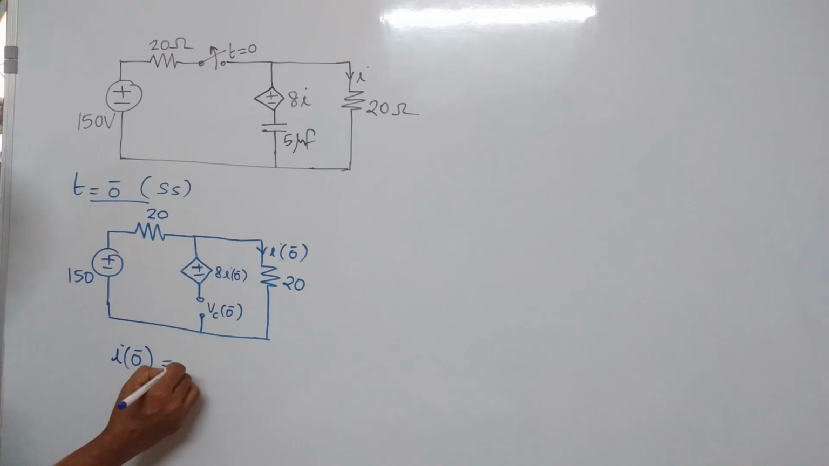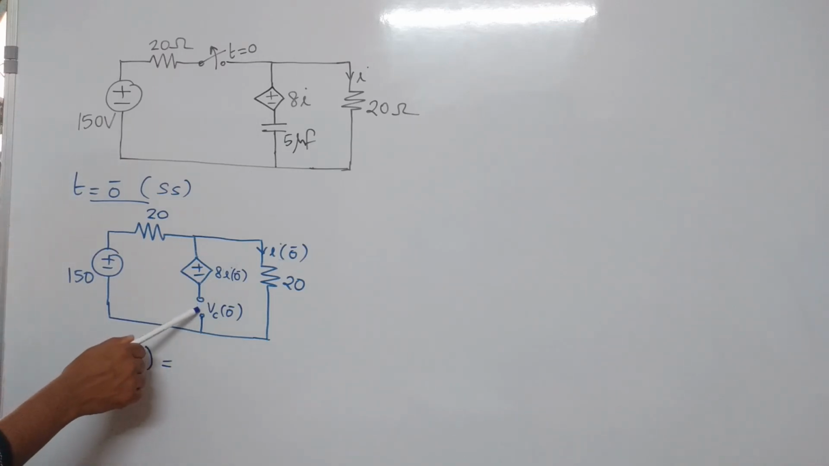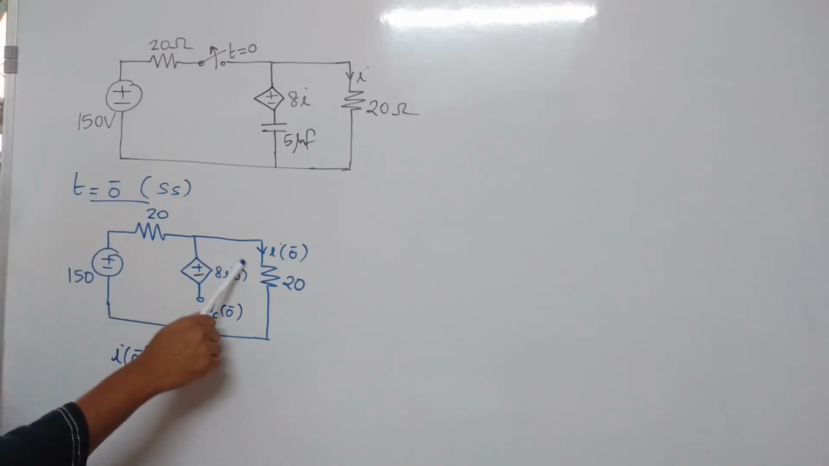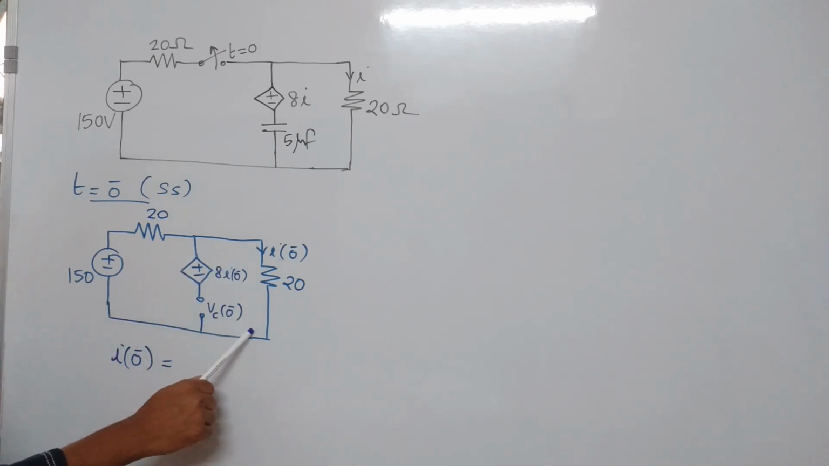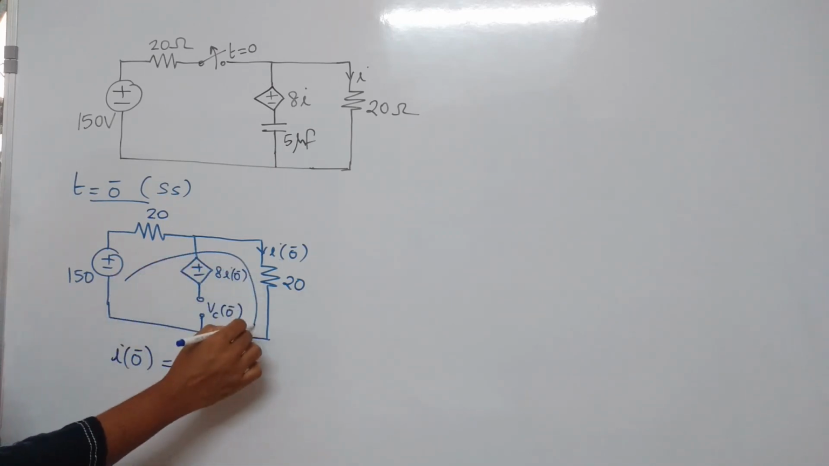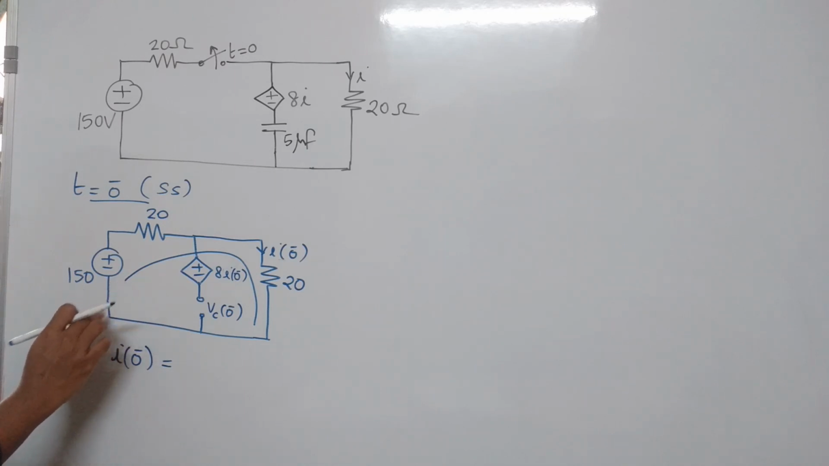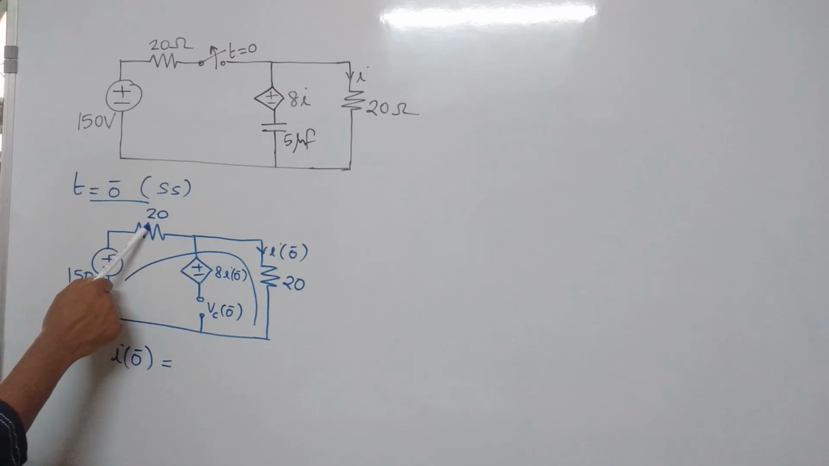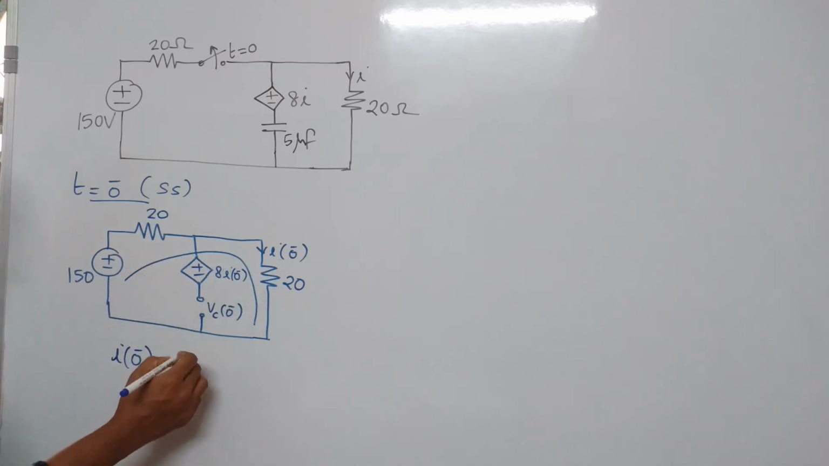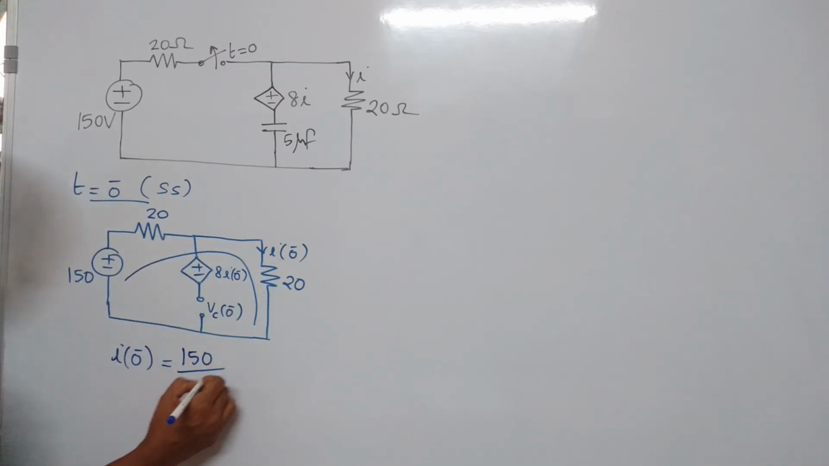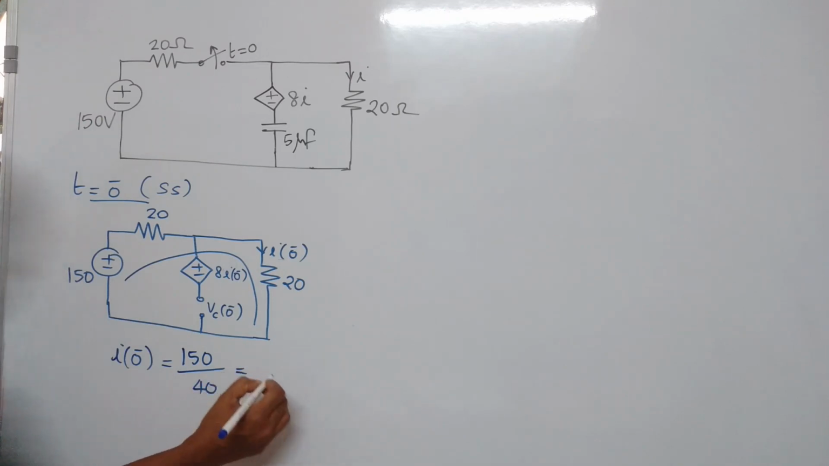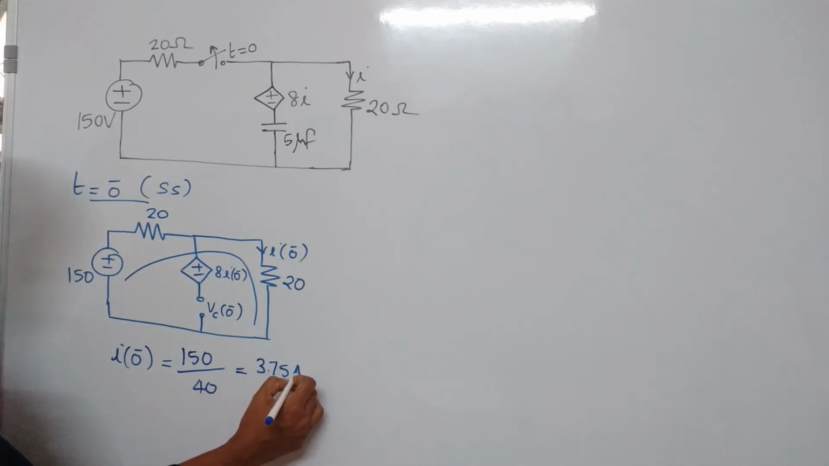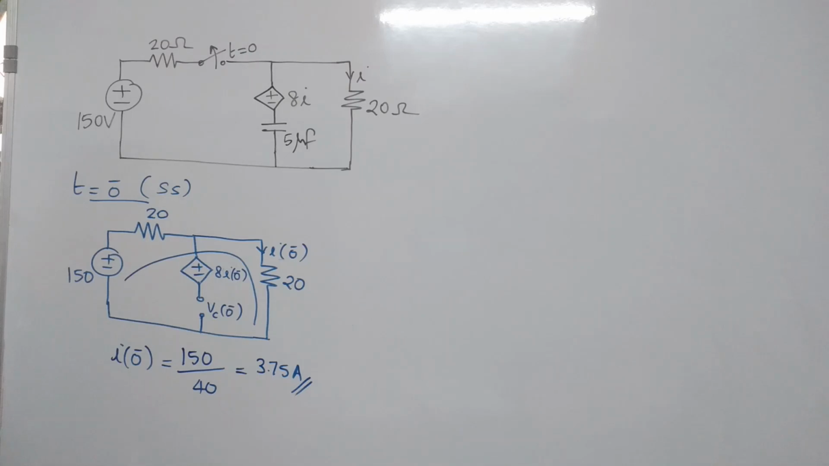I of 0 minus equal to, now since this is open, take this outer loop. Then what will be I of 0 minus? I of 0 minus will be 150 divided by 20 plus 20. So 150 by 40. This is I of 0 minus, which is 3.75 ampere.